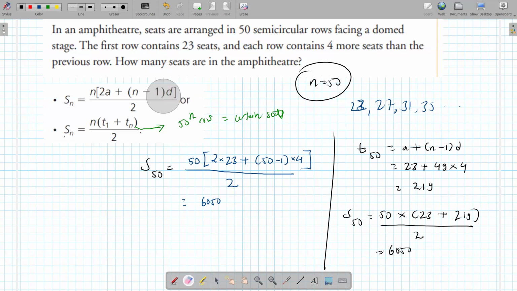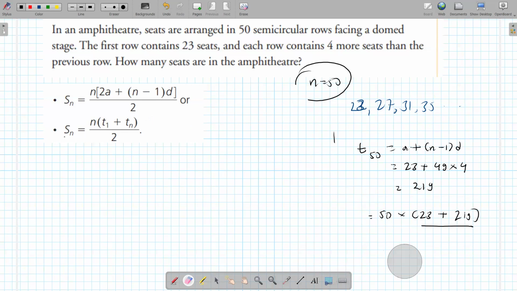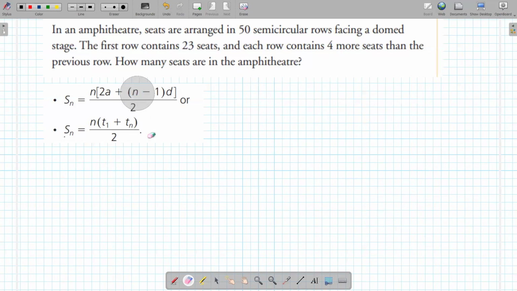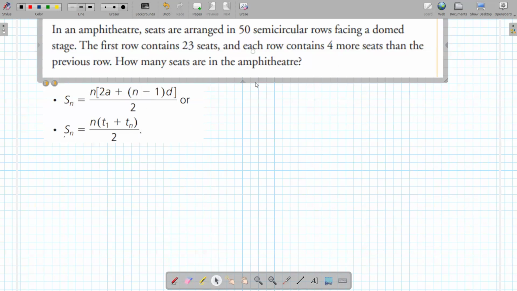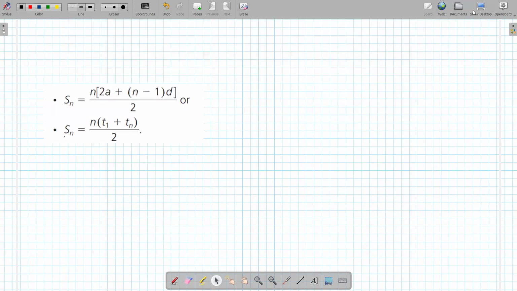So both of them would work. The top one is usually easier because you just plug everything in. You don't have to find Tn. But if D isn't given, if the final term of the sequence is given, then you want to use the bottom one. Does this make sense? It's just simple formulas. Two of them, depending on what you're given. And everything is like this.